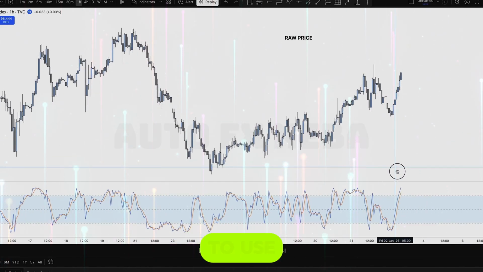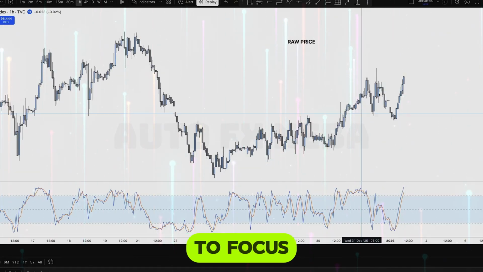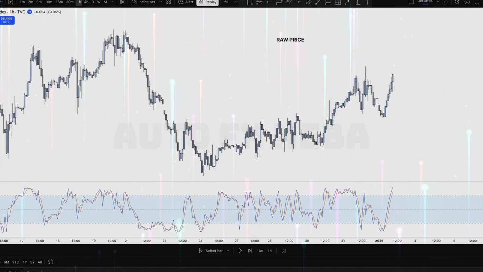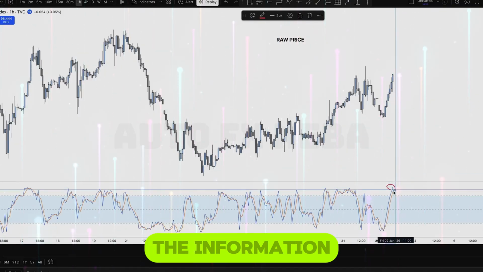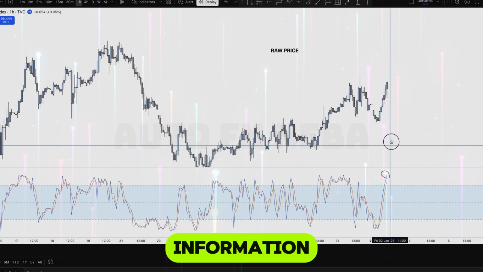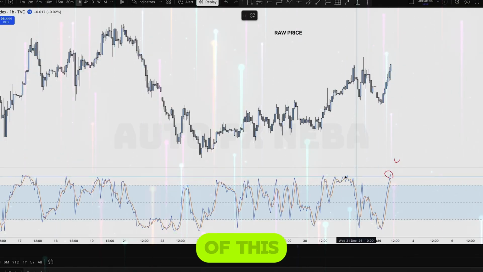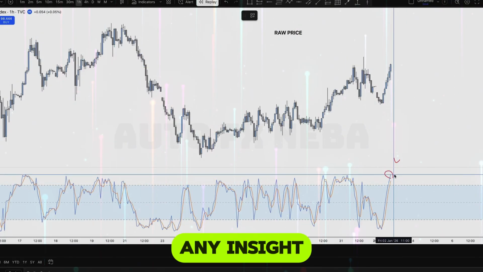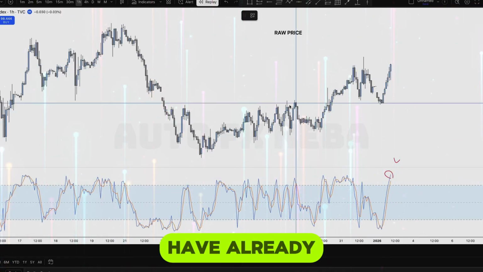Now, a lot of people opt to use indicators, and I'm going to tell you why I don't like this and why I prefer to focus on raw market price. With an indicator like a stochastic or pretty much any other indicator, the information these give you, while you may think they're telling you important information, is only telling you things that the market price has already printed. So all of this is lagging. It's not giving us any insight into the future. It is simply giving us information based off of the candles that have already been printed.